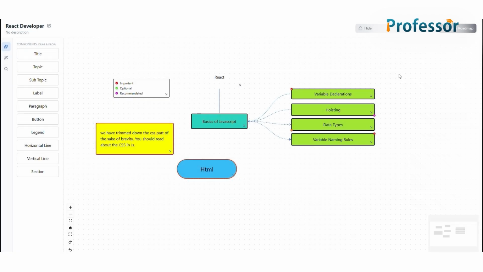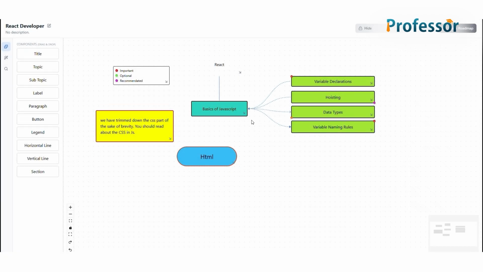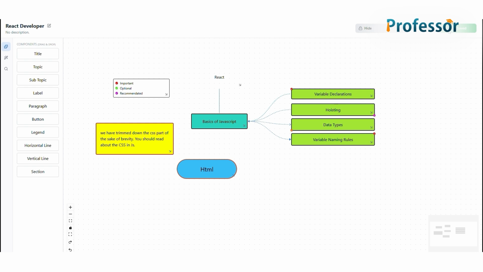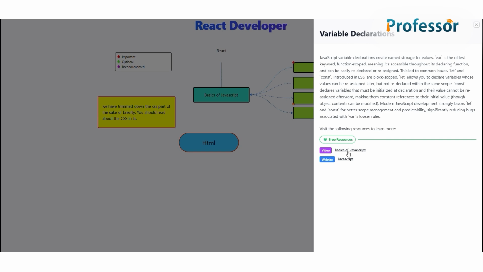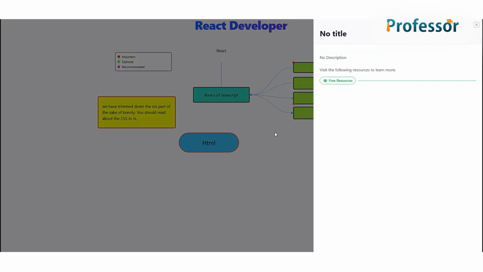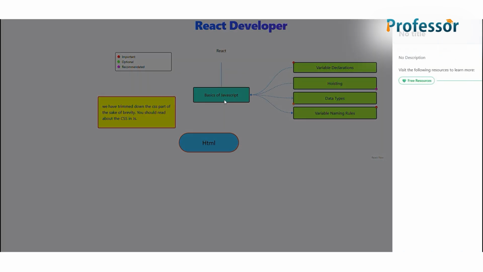After creating all your milestones, simply click the Save Roadmap button to store your progress. Once saved, you can use the Live View option to see the full roadmap along with all the notes and resources you've added. This gives you a complete, organized view of your learning journey in one place.